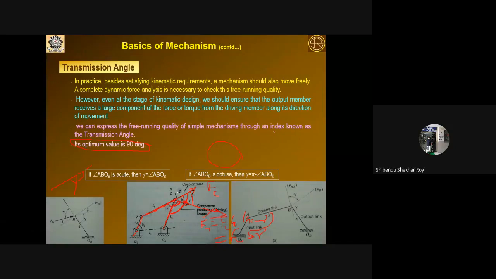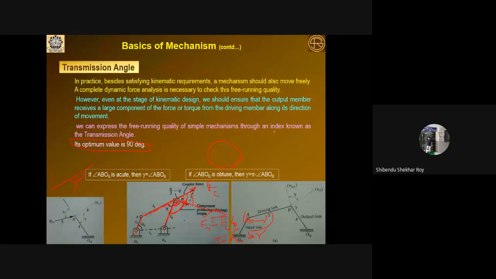You will get more benefit if the variation of gamma during one complete cycle is around 90. If that variation is small and very close to 90, say 90 plus or minus something, then you will get more benefit. Clear? Yes, sir. Let us say gamma varies from 80 to 100, then instead of gamma varying from 50 to 90, it will be more beneficial for you.